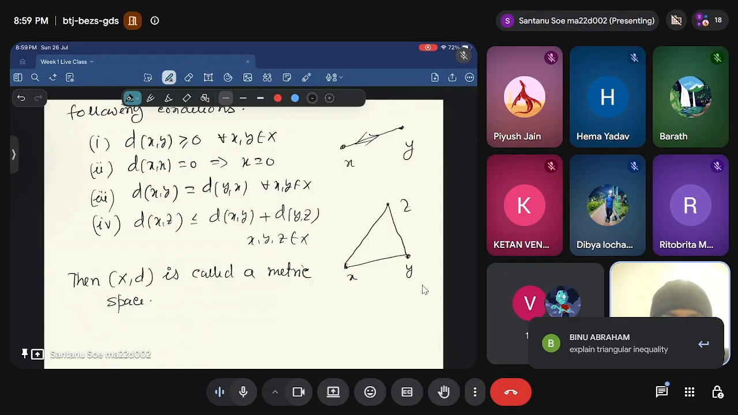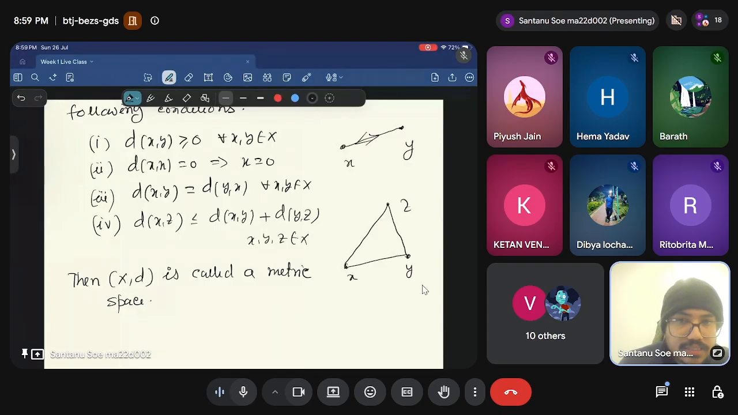Triangle inequality says that if you go from x to z, the distance would always be less than or equal to the sum of the distances through the intermediate point. This is the generalization of the triangle inequality in the modulus form. For modulus distance, we know that modulus of x minus z is less than or equal to modulus of x minus y plus modulus of y minus z. It is just a generalization of the triangle inequality in the generalized metric space.